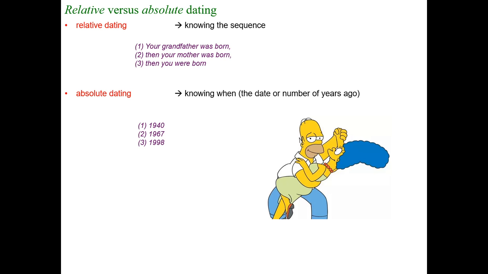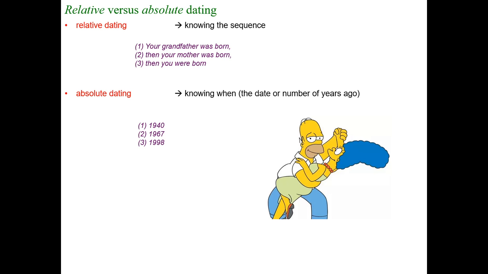So, as far as we understand, time began 13.7 billion years ago, and Earth has only existed for 4.5 billion years. So let's talk about absolute ages versus relative ages.